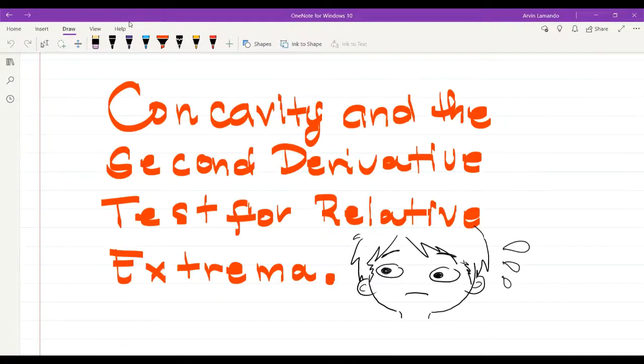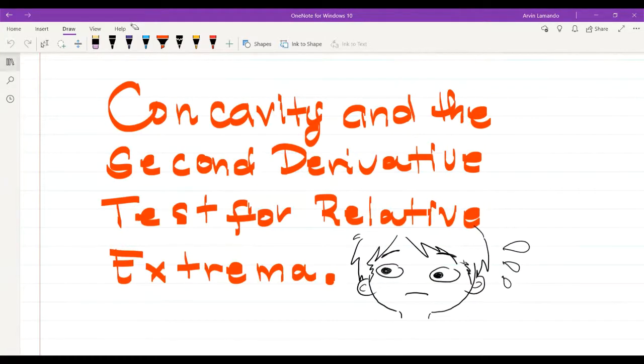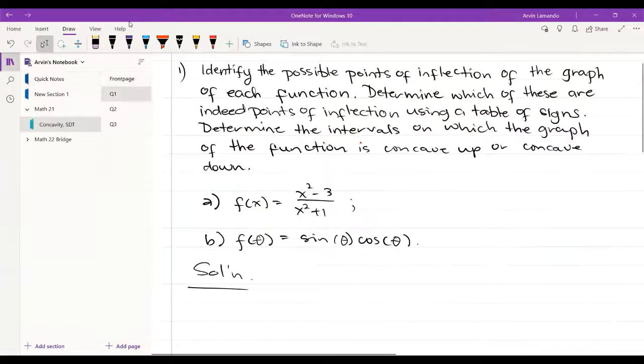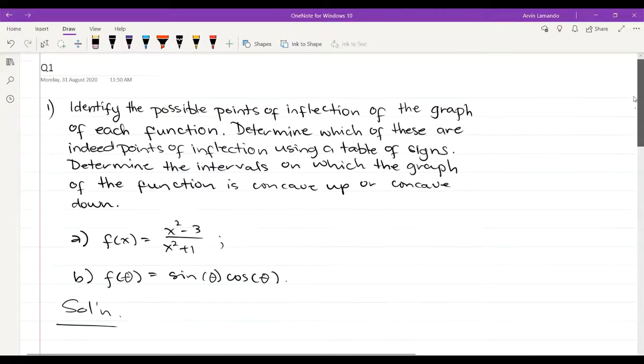This is the first entry on a series of discussion videos on the topic of concavity and the second derivative test for relative extrema. Let us answer some exercise problems. For the first problem, it is asking us to identify the possible points of inflection of the graph of each function. So the functions are given below, a and b.